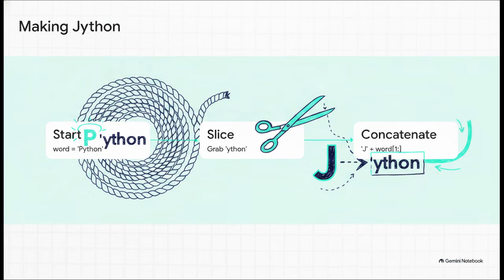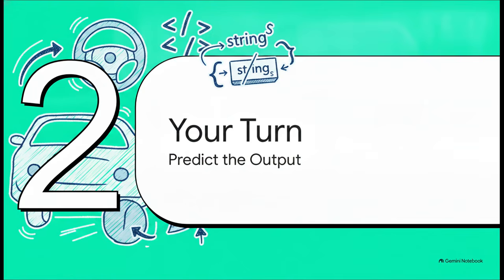So, let's circle back to our very first problem, right? Trying to change Python to Jython. The official docs show how to do this perfectly. If we can't change Python to Jython in place, we just build it. Step 1, we start with our string. Step 2, we take the slice word[1:], which just grabs ython. And then step 3, we concatenate a literal J to the front. By gluing J and ython together, we get a brand new string back, all without breaking Python's strict immutability rule. Pretty neat, right?